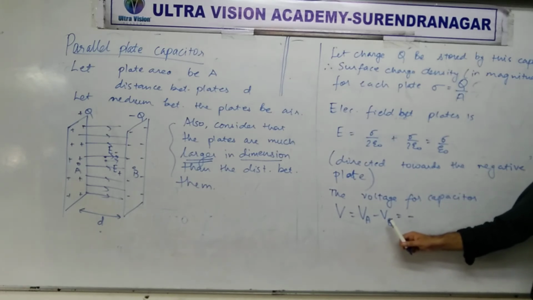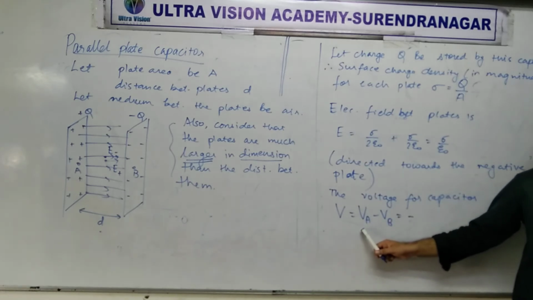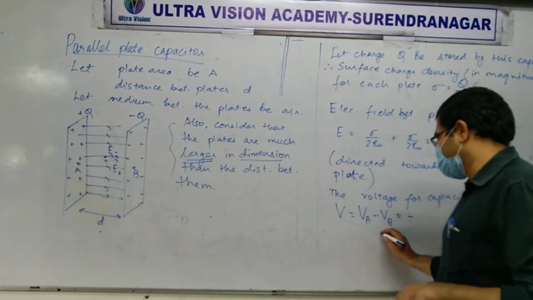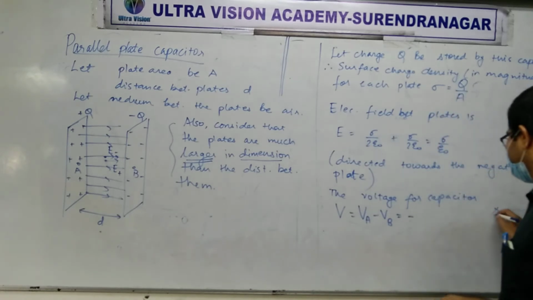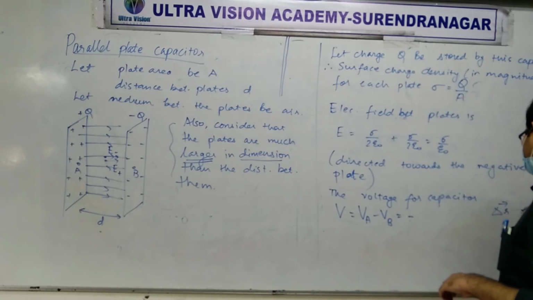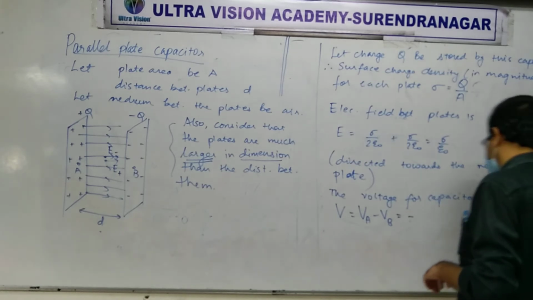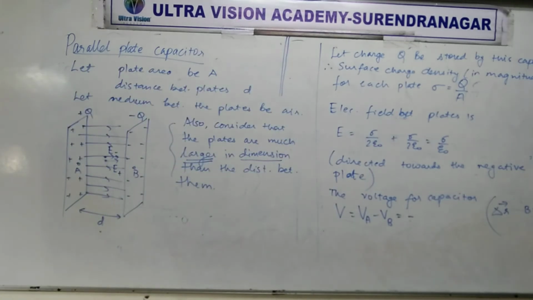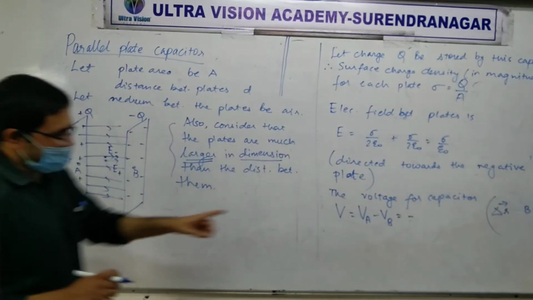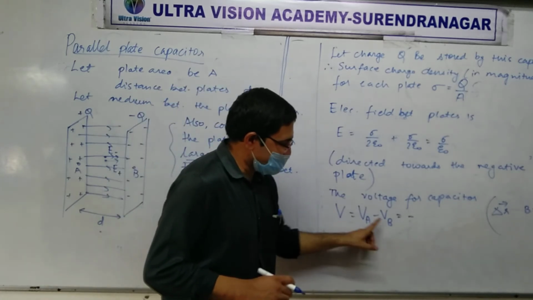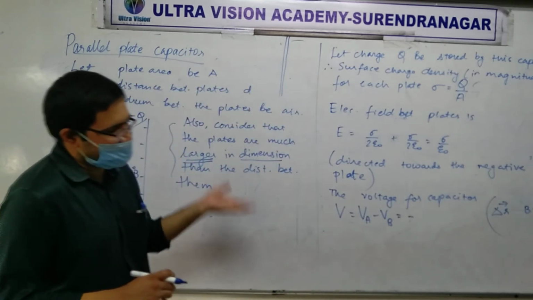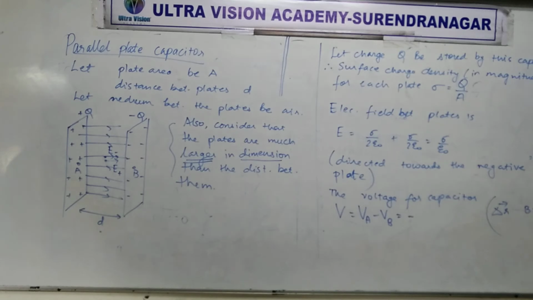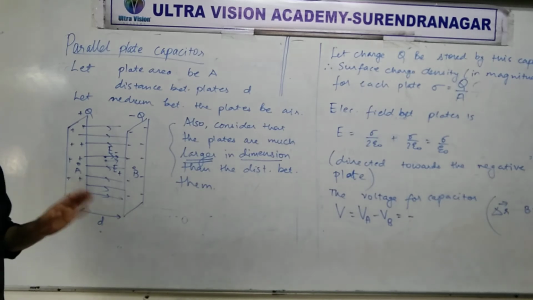So B to A. For your reference, you can write on the side: delta R vector is from B to A, so that you don't get confused in the future. Delta R vector will be from B to A. Why? Because we have to find VA minus VB. So final minus initial: A is final and B is initial. Understood?